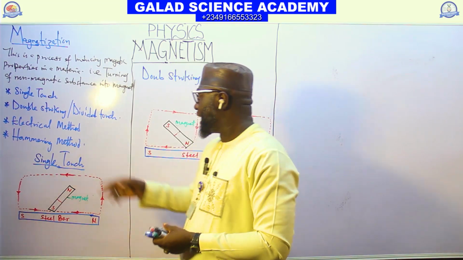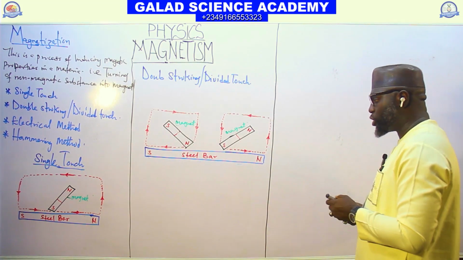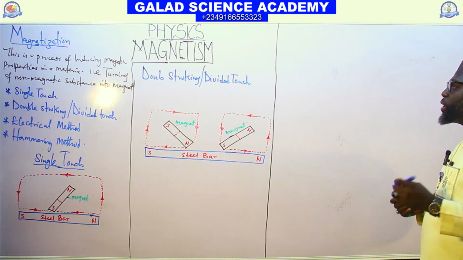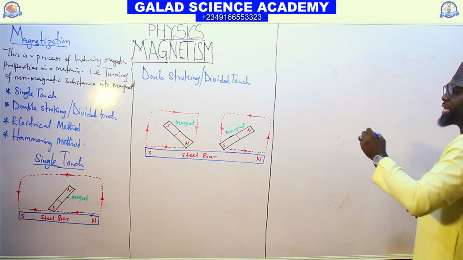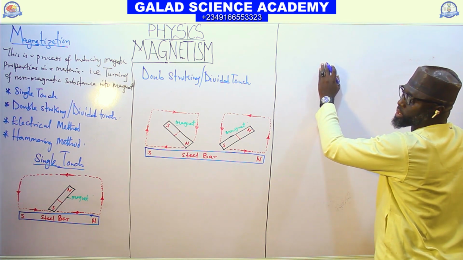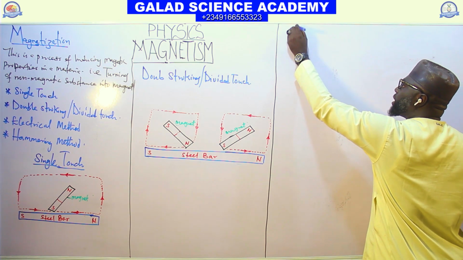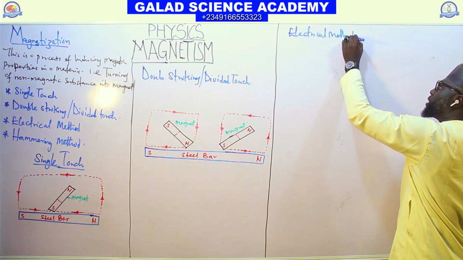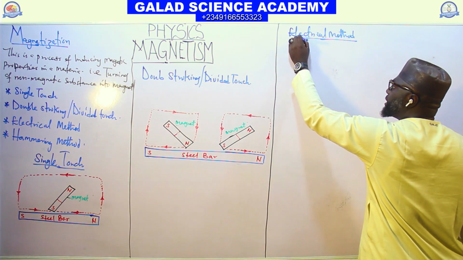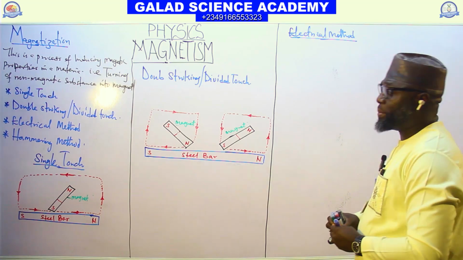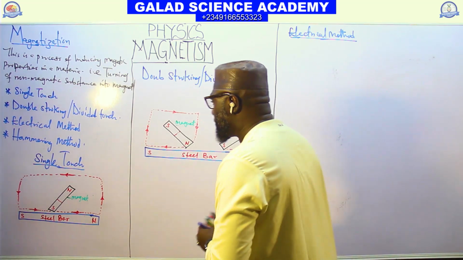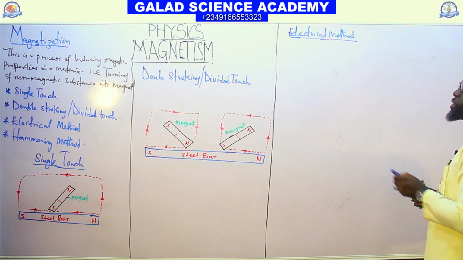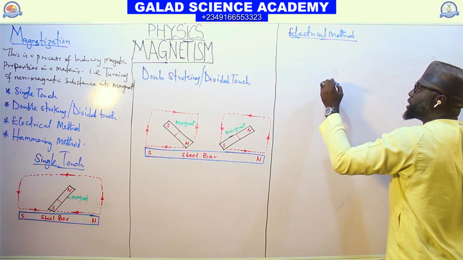The third one is by electrical method. I said this electrical method is the best method of producing a magnet. We call it the electrical method of generating or of making a magnet. So if you want to do this, what is the name of this thing? We call it a solenoid.